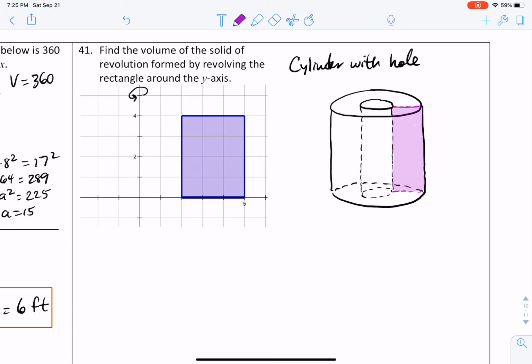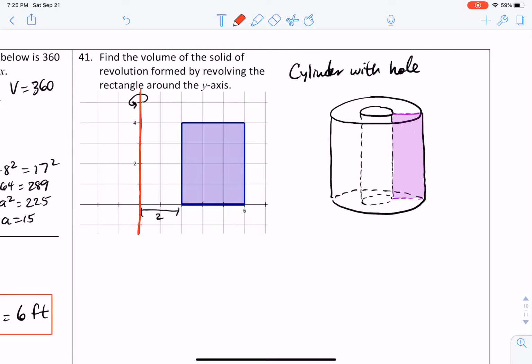All right, let's label some dimensions on here. The smaller radius that's right in here, that's 2. That's the radius of the hole. Now, just to make this really clear, I'm going to make this y-axis that we're spinning this around red. I'm going to put that same axis in here. So there's the axis that we spun this thing around. This little 2 that we just found, that's this inner radius here. And then the outer radius for the big cylinder, that one is 5, just taking that directly from the coordinate plane.